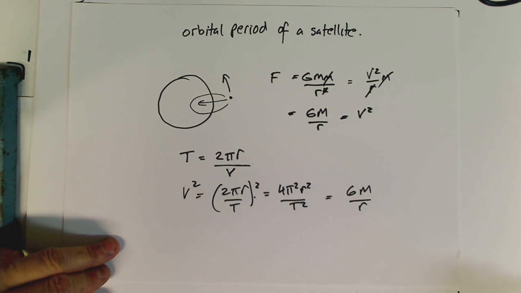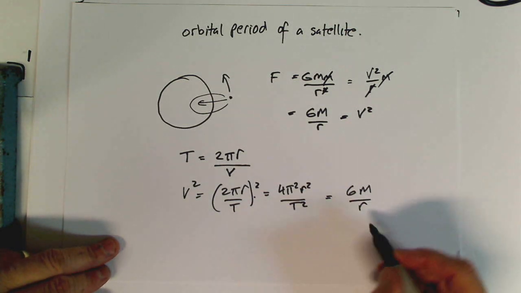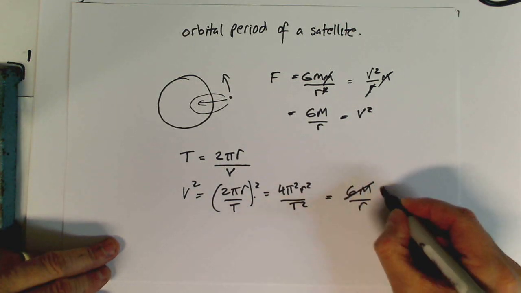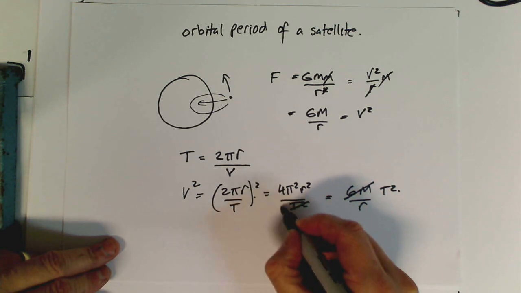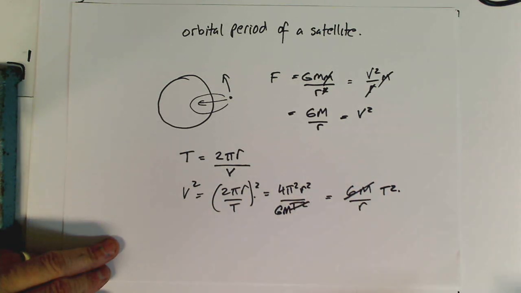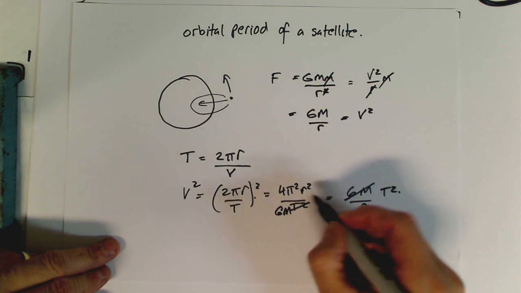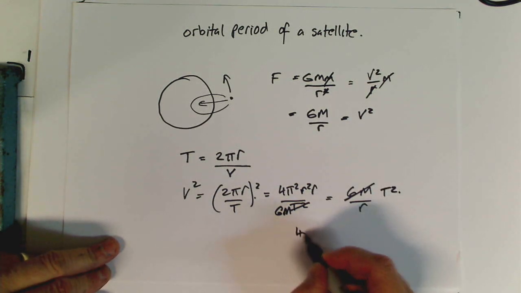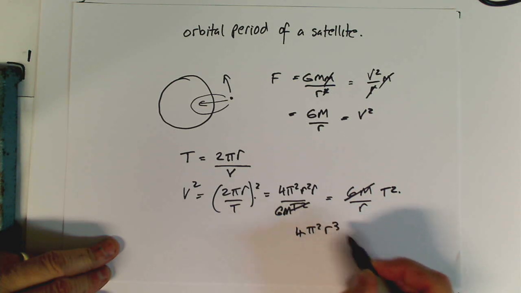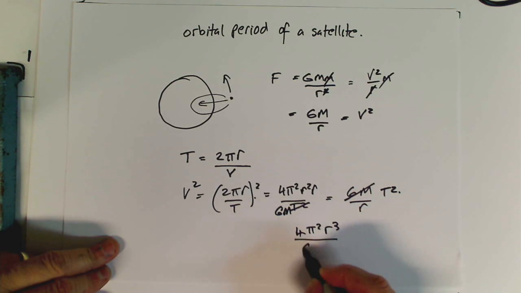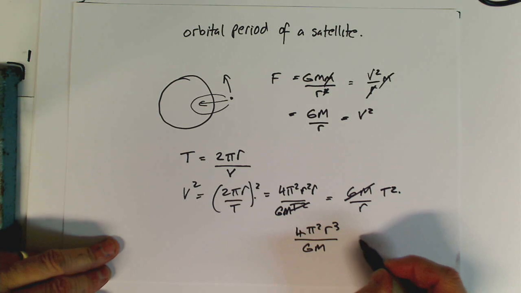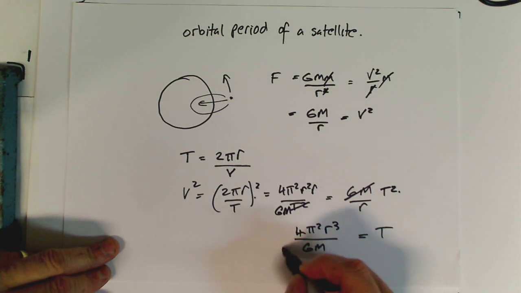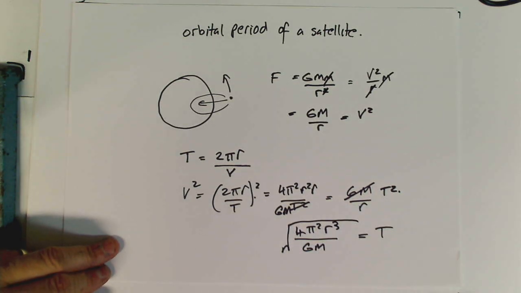Hopefully you did all this, and if we put the T squared up in that area there, we get rid of that GM, we put the T squared there, we put the big G, the big M here, and we put the r up here times r. Then we have 4 pi squared r cubed all over big G, big M equals T squared. So if we want that to be equal to T, we just put it all under the square root sign. Then we are done.